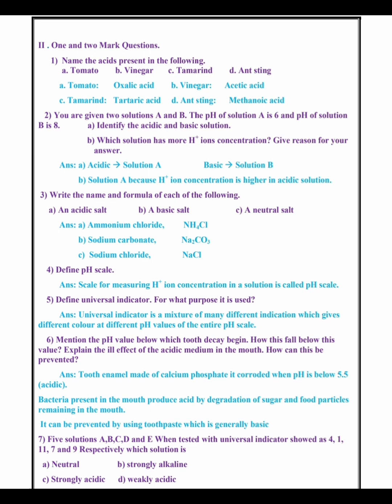Write the name and formula of each of the following: an acidic salt, a basic salt, a neutral salt. Define pH scale, define universal indicator, and mention the pH value below which tooth decay begins. So 5 solutions A, B, C, D and E when tested with the universal indicator show 4, 1, 11, 7 and 9 respectively. Which solution is neutral, strongly alkaline, strongly acidic, weakly acidic?